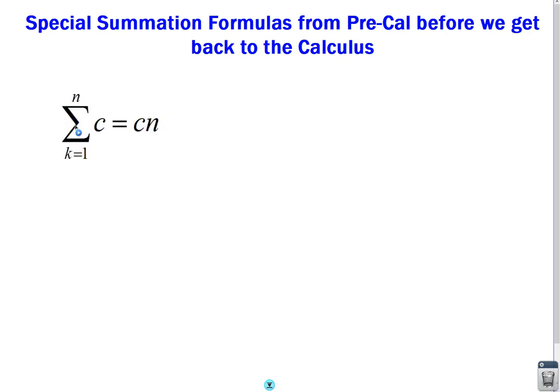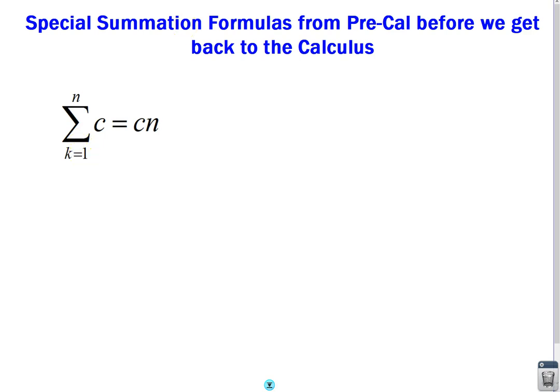So this first one is the summation from k equals 1 to n of c. And what this means, c right here is telling me that it's just a constant, okay? So k equals 1 is my index of summation. That's where I start. I start when k is equal to 1, and I want to go to n number of terms, okay? And that's going to vary.